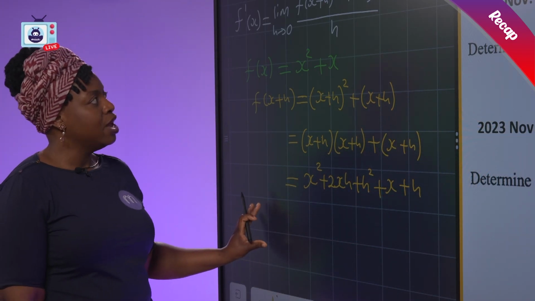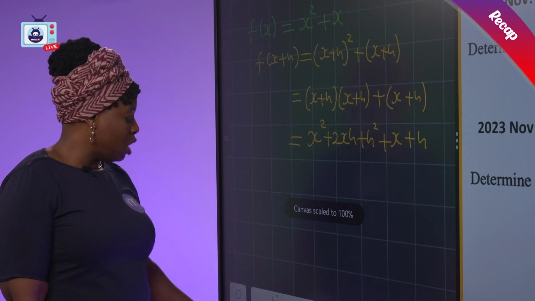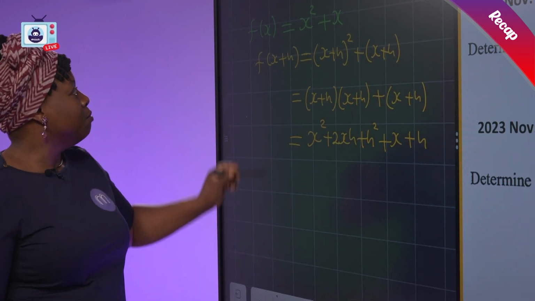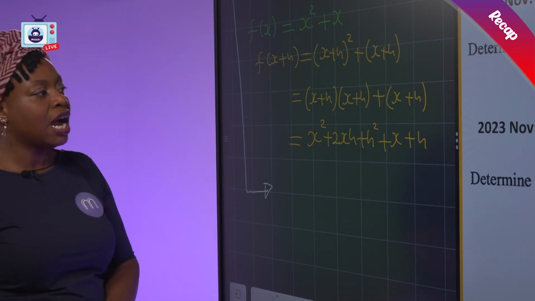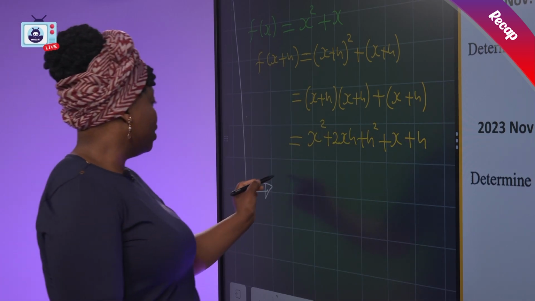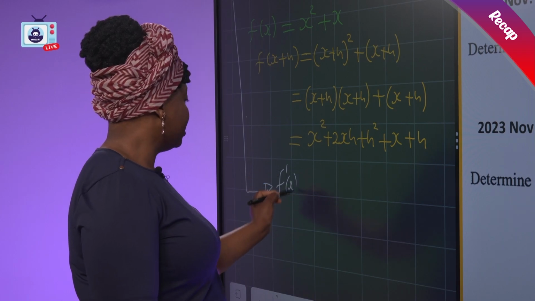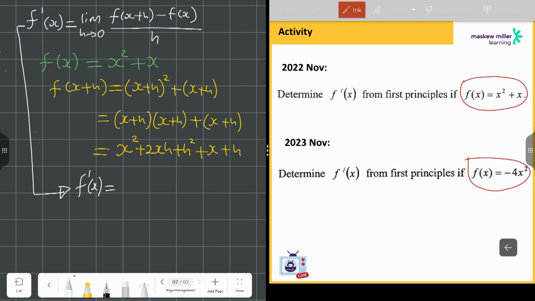Then after here, we can substitute into our formula. So let's do that. Remember, this is our formula. So we are going to substitute this all inside our formula for us to get it right. So the first derivative of f of x will be equal to the limit as h approaches 0, and then we substitute. We said we have x squared plus 2xh plus h squared plus x plus h. So that is what we have.